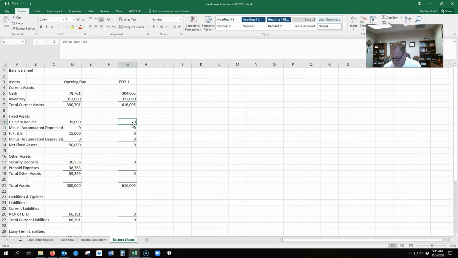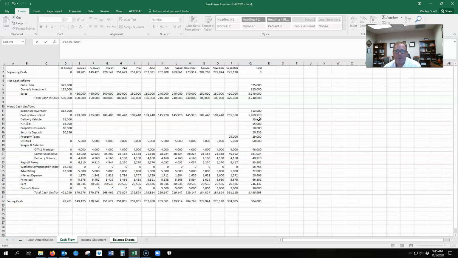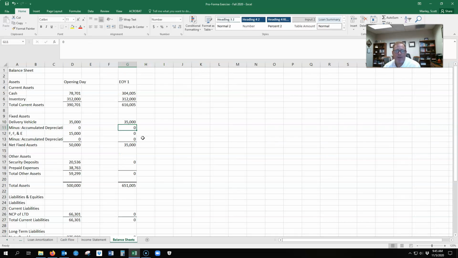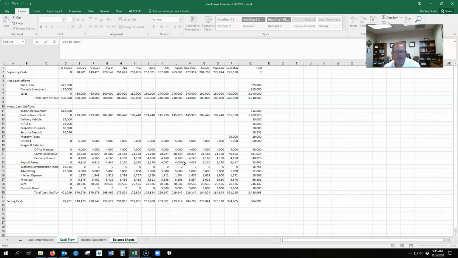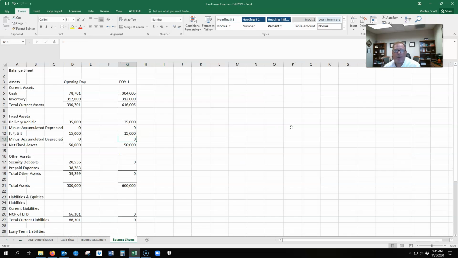Our delivery vehicle is going to be exactly the same methodology. We'll go to our cash flow, pick up our delivery vehicle as of the end of the year, and then our furniture, fixtures, and equipment, we're going to do the same thing. Go to our cash flow for the end of the year, pick up furniture, fixtures, and equipment.